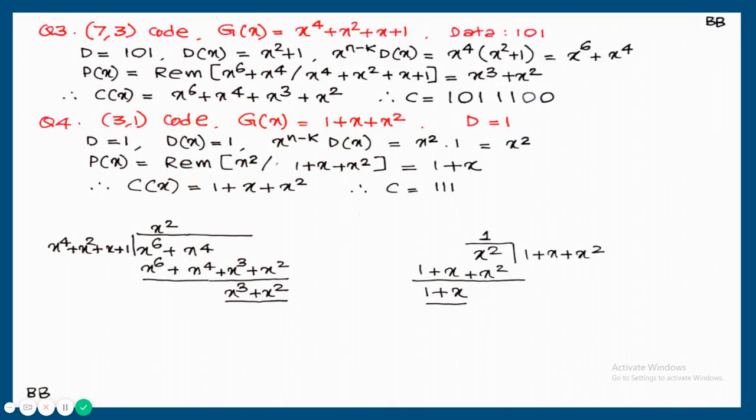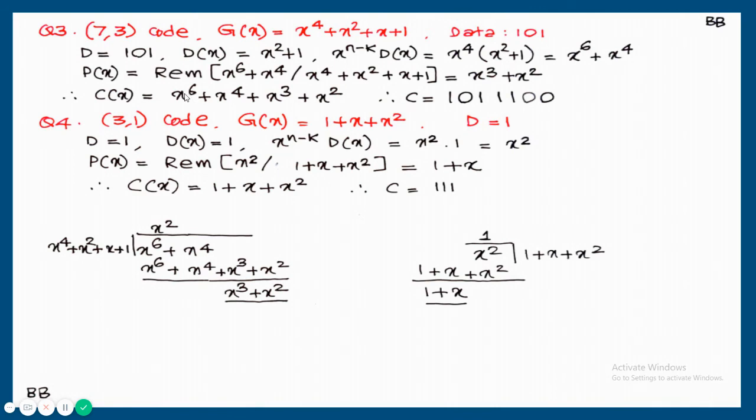Now p of x calculation, remainder of x raised to 6 plus x raised to 4, the product, divided by the given generator polynomial. So division I am showing here. And the remainder will be x cube plus x square. Remainder is x cube plus x square. Now we can stop the division here. The reason is degree of denominator is equal to 4. So when you are getting less than 4, we'll stop the division. So x cube plus x square.